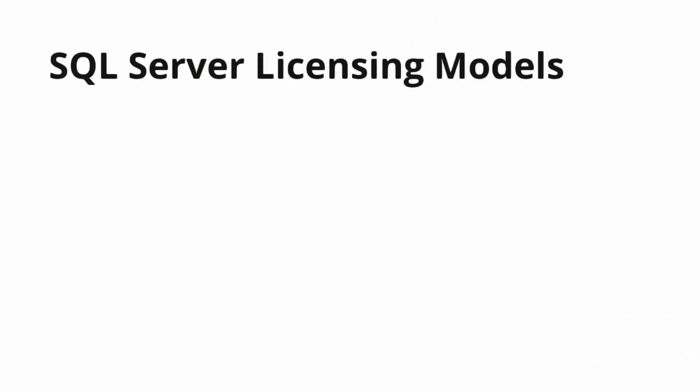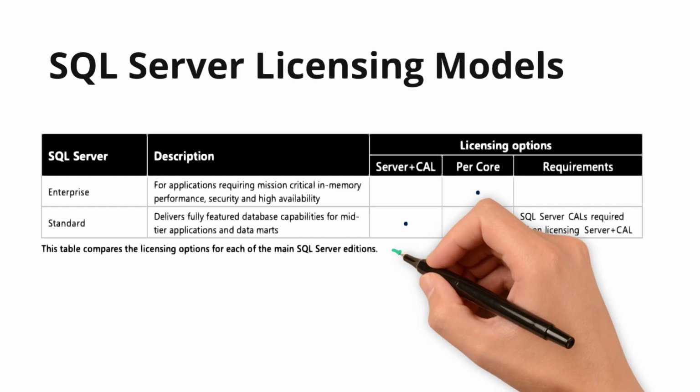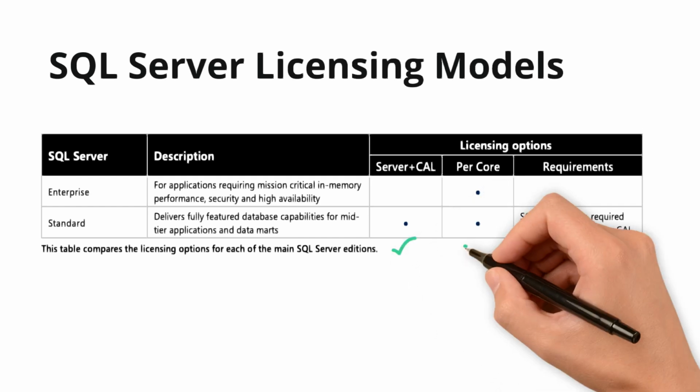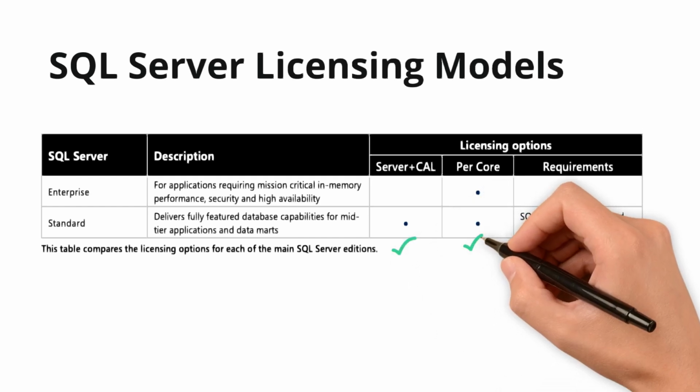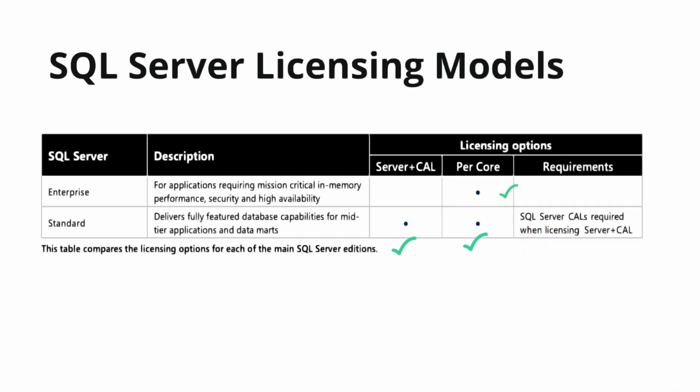Firstly, before understanding the SQL Server licensing model, we need to understand there are two editions which are commercially used. One is Enterprise and the other is Standard. By licensing model, I mean the ways by which we can license a SQL Server. Standard can be licensed by a server plus CAL model and also by per core licensing model. And Enterprise can only be licensed by per core.